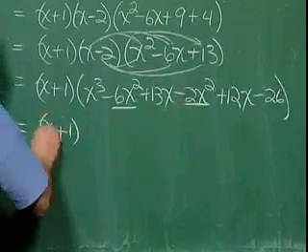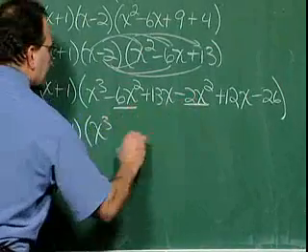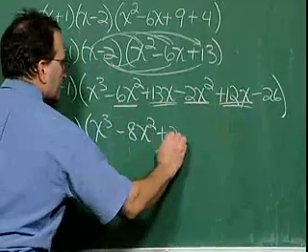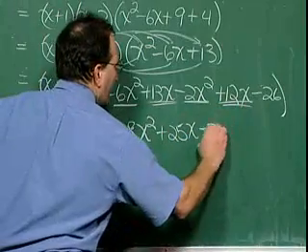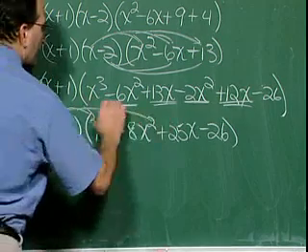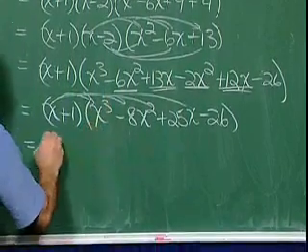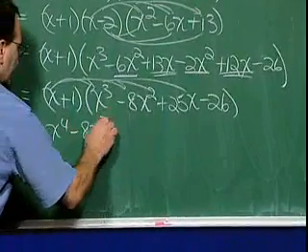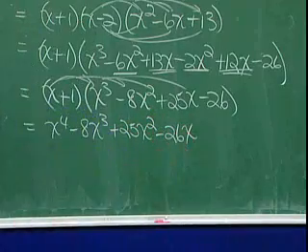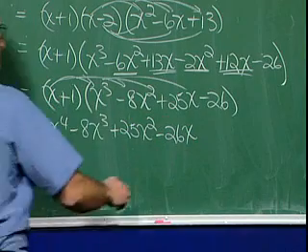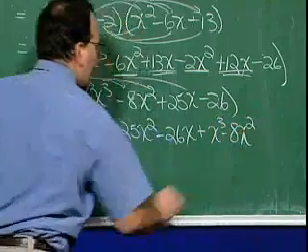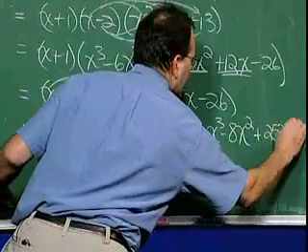So let's take (x plus 1) times (x cubed minus 8x squared, then we have plus 13 plus 12x for plus 25x, and then the constant minus 26). We need to distribute the x to each term, and so we get x to the 4th minus 8x cubed plus 25x squared minus 26x. Now we need to distribute the positive 1, so we get plus x cubed minus 8x squared plus 25x minus 26.